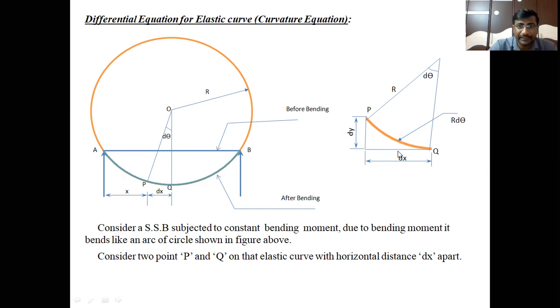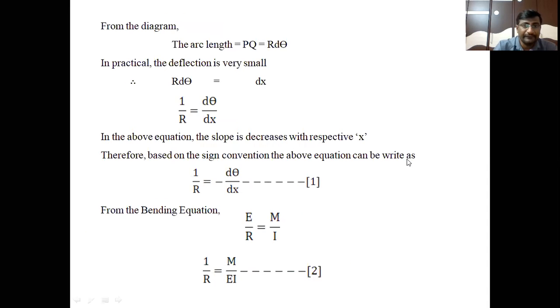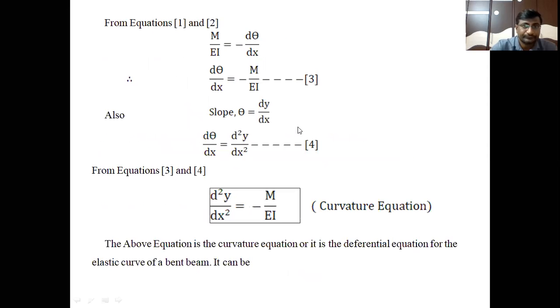d theta is a subtended angle. The angle of rotation of this curve is theta. Therefore, slope is equal to dy by dx. We can write slope as dy by dx.